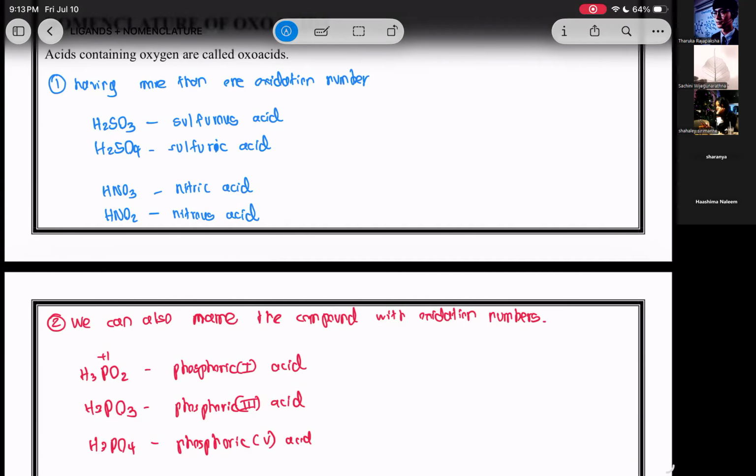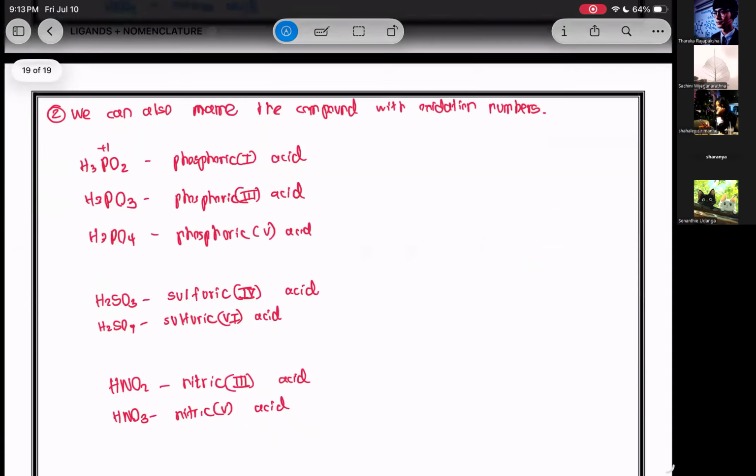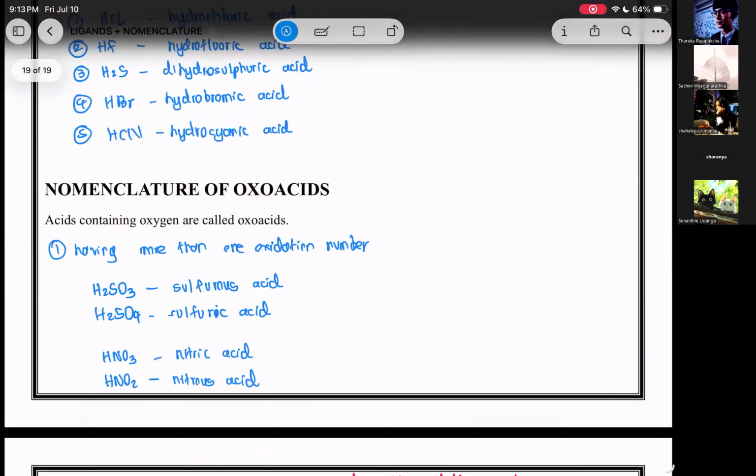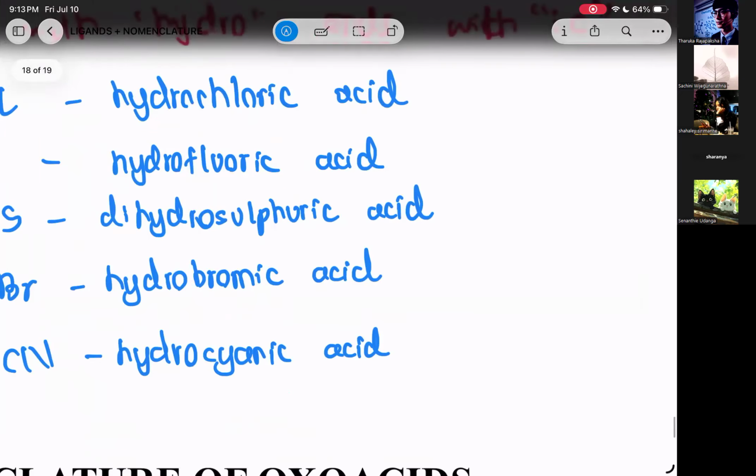Right. H2S, is it F? I wrote H2S as pH. This one also F. I'm sorry, correct it. Sulfuric.